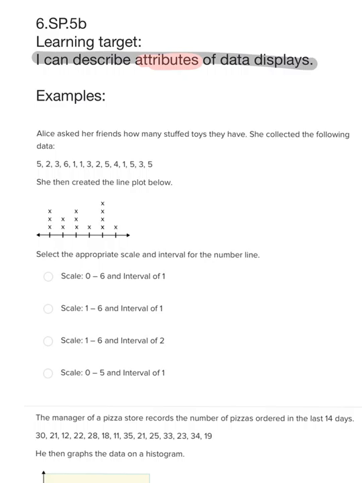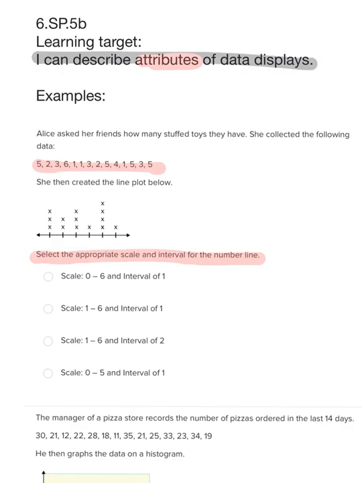Alice asked her friends how many stuffed toys they have. She collected the following data. Then she created the line plot below. Select the appropriate scale and interval for the number line. Okay, the scale means from what number to what number, and the interval means count by what.